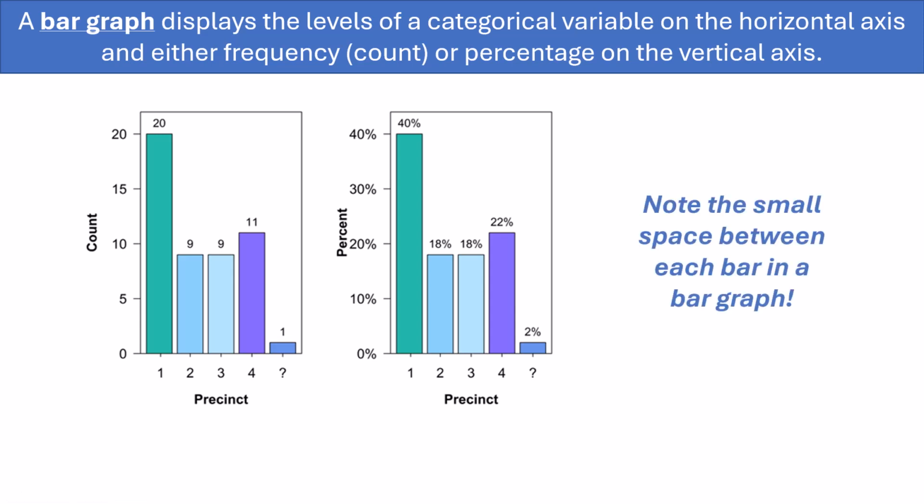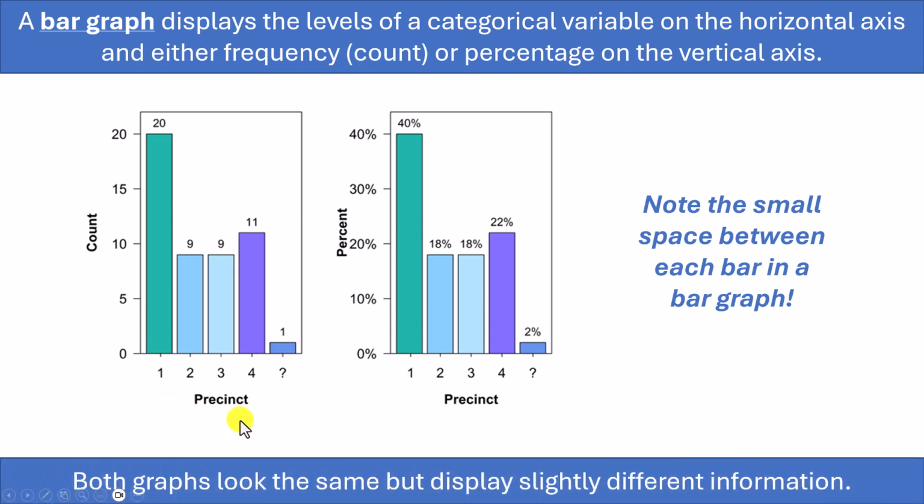Note that traditionally on a bar graph, there will be a small amount of space between each of the bars to represent the separateness of each of the categories. Later, when we talk about a histogram, which is basically a bar graph for a quantitative variable, there will not be any space between the bars, but that's a topic for a different video. As I mentioned a moment ago, no matter if we use count or percentage for our vertical axis, we're really going to get the same shape for our bars. We're just going to be displaying slightly different information.